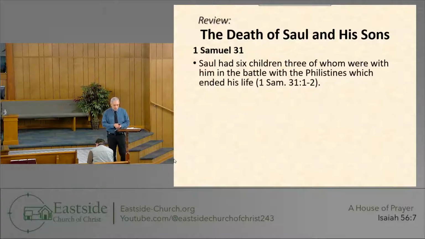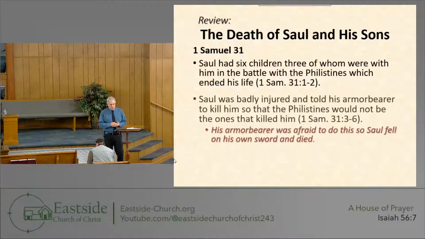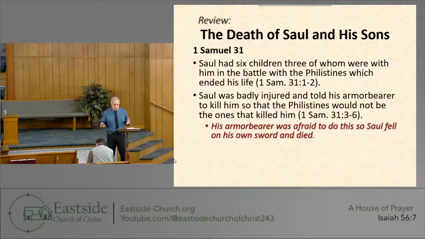So Saul had 6 children. 3 of them were with him in this battle that's described in 1 Samuel 31. We sometimes call it the Battle of Mount Gilboa. It's on the edge of the plain of the Jezreel Valley. But Saul is, as we just read, badly injured. He then tells his armor bearer to just go ahead and kill him so that the Philistines would not be given the honor of doing that. The armor bearer was afraid to do that, and so Saul falls on his sword and kills himself, and when the armor bearer sees that, he falls on his sword as well.